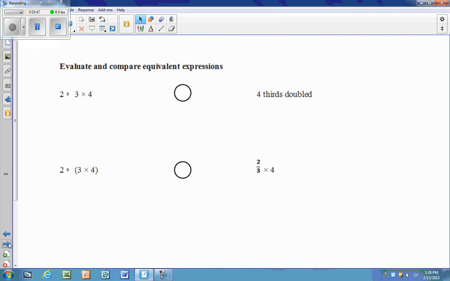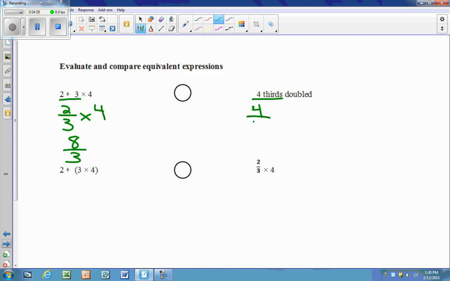Sometimes I have 2 expressions and they want me to compare them, but I have to figure out the expressions first. I have to simplify them down. So right here, 2 divided by 3 will give me 2/3 times 4. And just like we learned before, we can multiply. 4/3 doubled means to multiply by 2. That also gets me to 8/3. So now I see 8/3 and 8/3, and I know that they are equal.